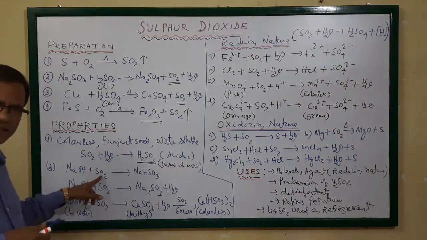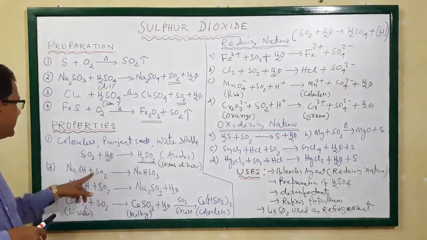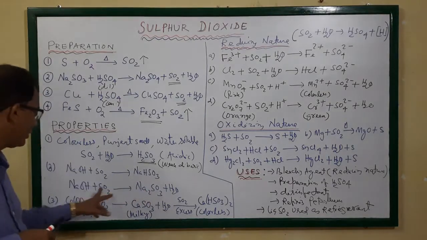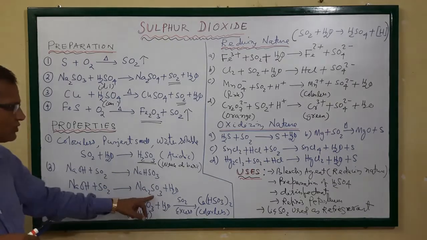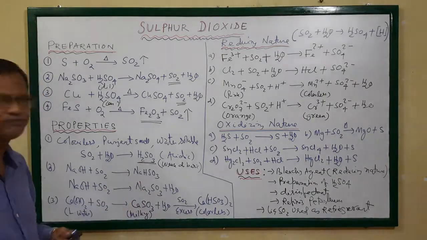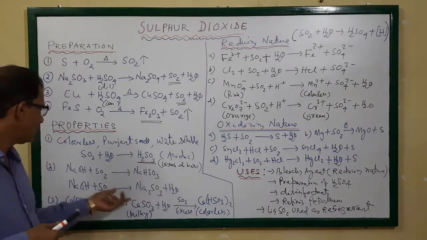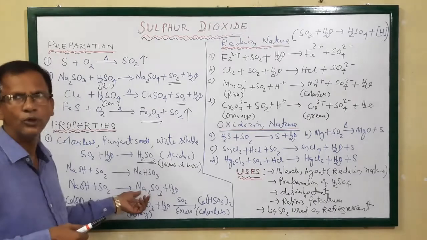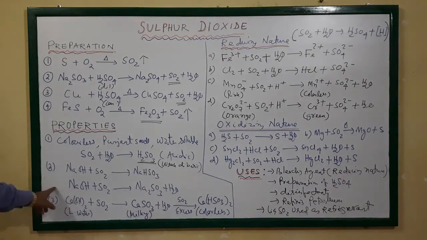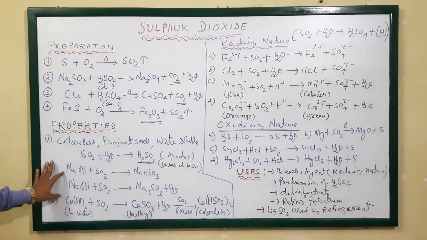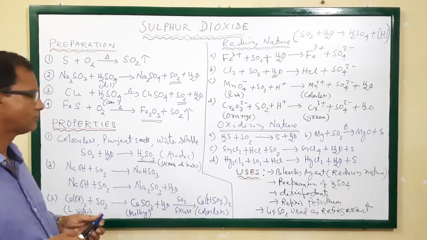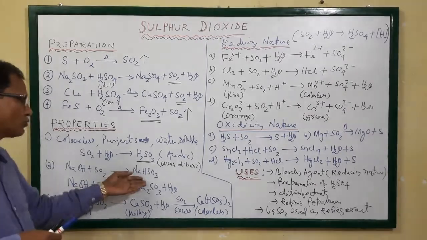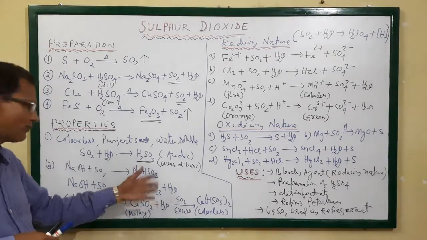As sulfur dioxide is acidic, it has acidic nature. When it reacts with sodium hydroxide, it produces sodium bisulfite salt, or it may produce sodium sulfite salt on further reaction. So it produces bisulfite and sodium sulfite. Both products are formed when it reacts with sodium hydroxide because it is a base. So sulfur dioxide reacts with sodium hydroxide, forming sodium bisulfite and sodium sulfite.